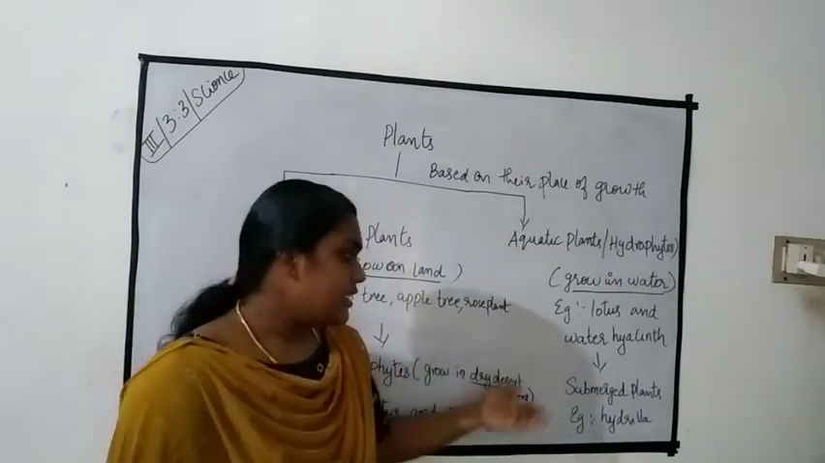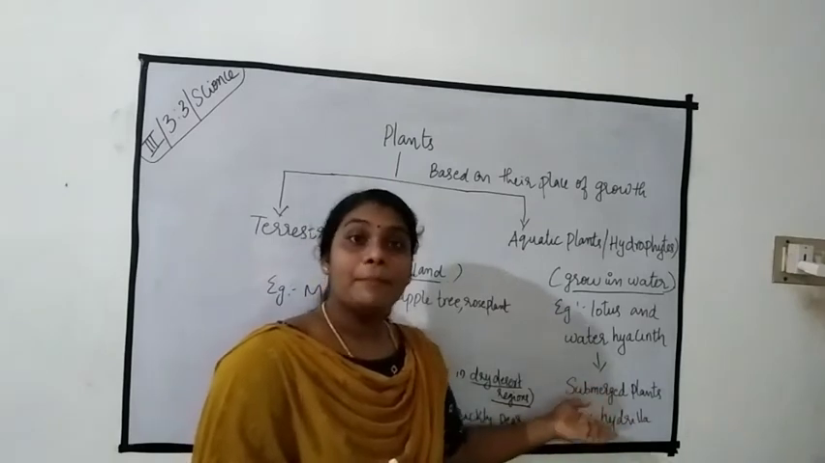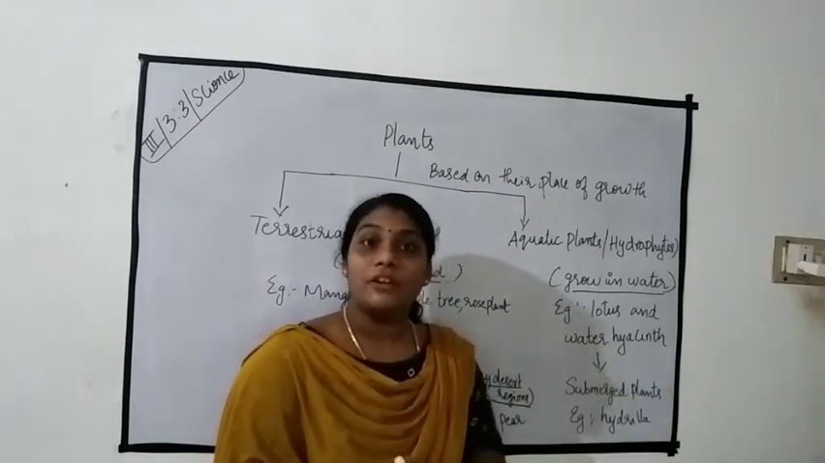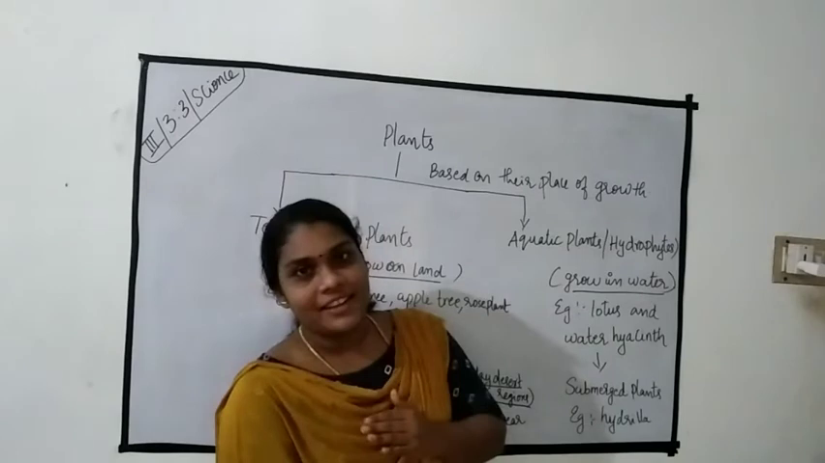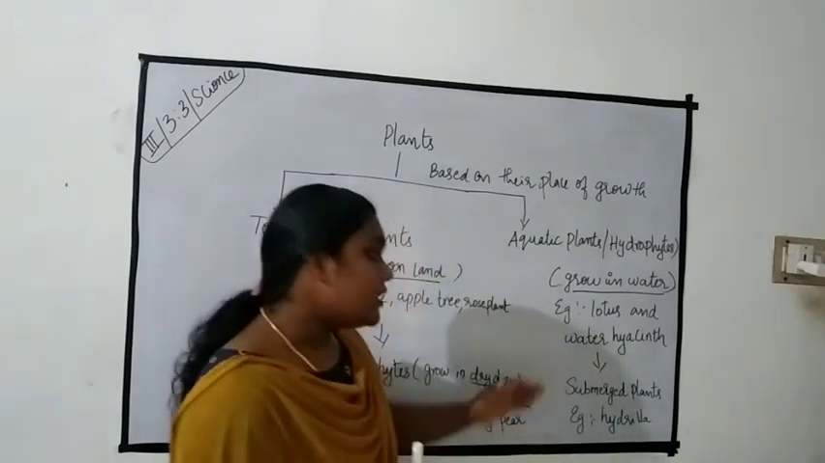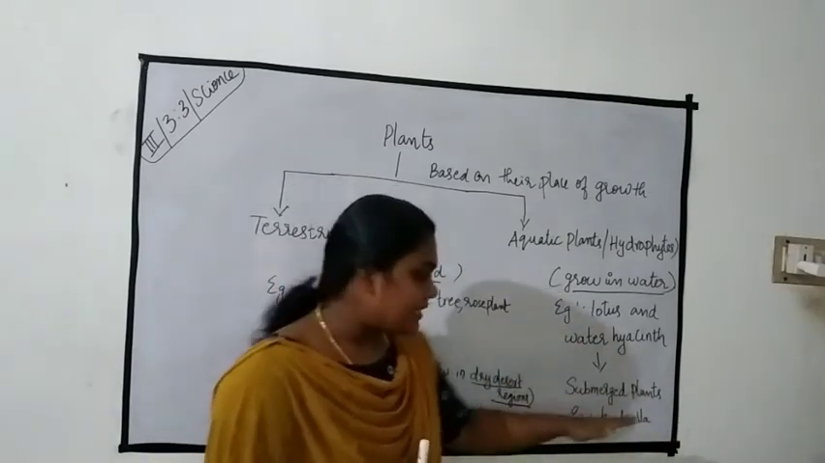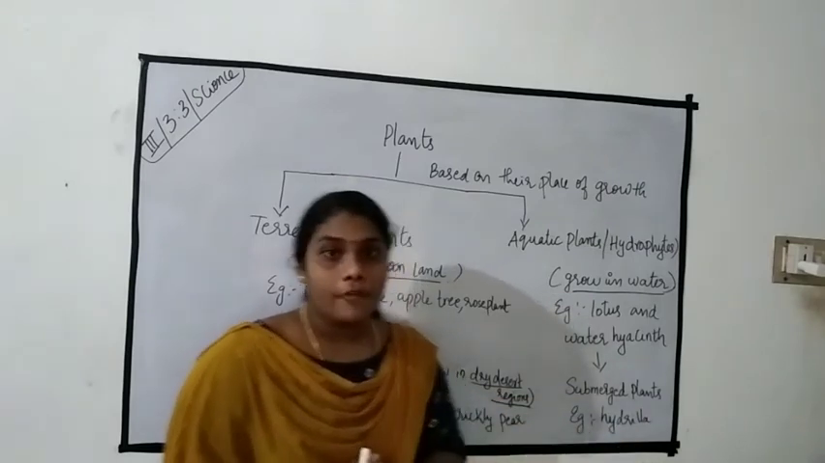The next is submerged plants. Submerged plants means plants that grow completely underwater. They are called submerged plants. Example, hydrilla. Okay, all of you clear?